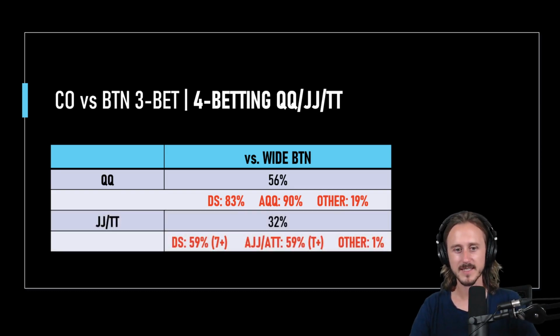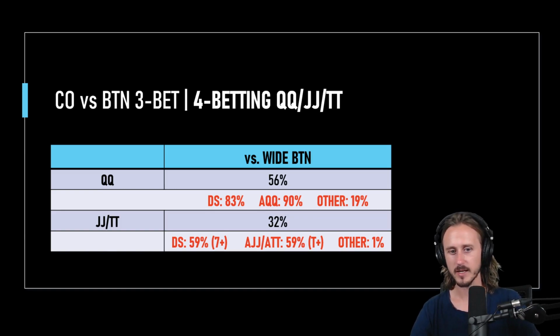If we look into jacks and 10s here, we are 4-betting 32% of the time. And again, if we break it down, double suited jacks and 10s, 4-betting 59% of the time. And if we have 4 cards that are 7 or higher, we are basically always 4-betting these double suited combinations. If you have ace, jack, jack, or ace, 10, 10, we are 4-betting 59% of the time. And if those are all 4 Broadway cards, so if the 4th card would be a king or a queen, we are also always 4-betting them.